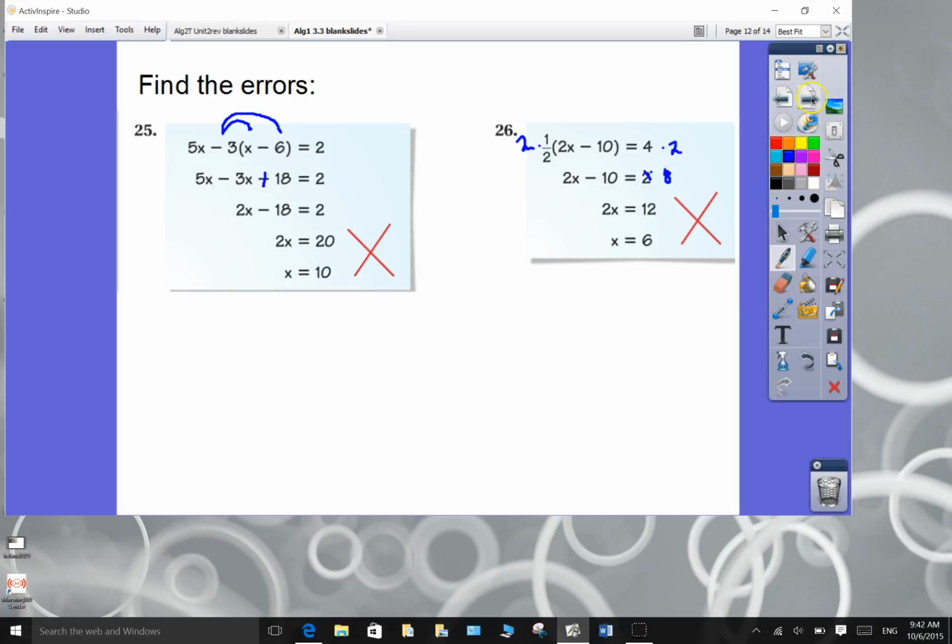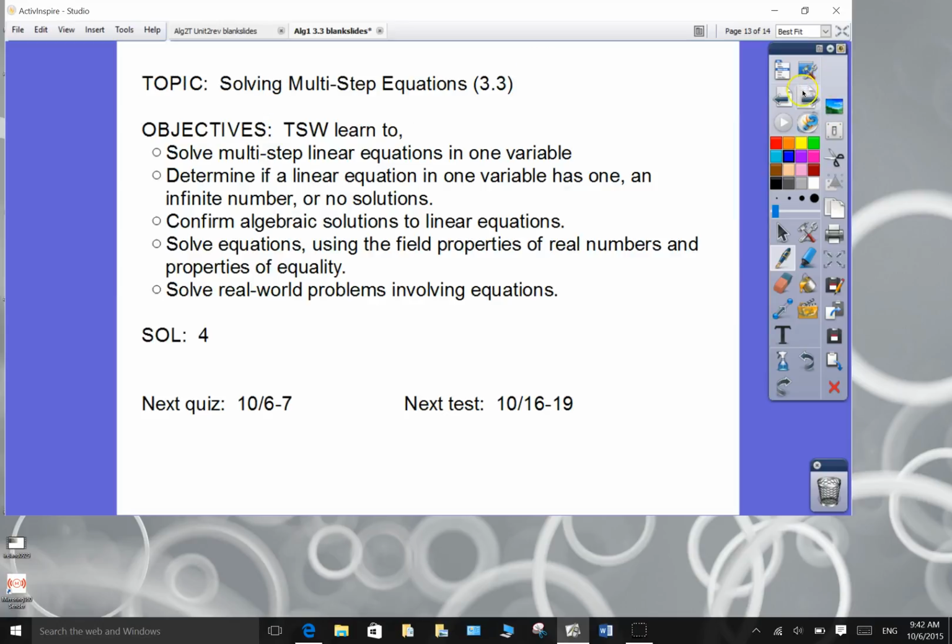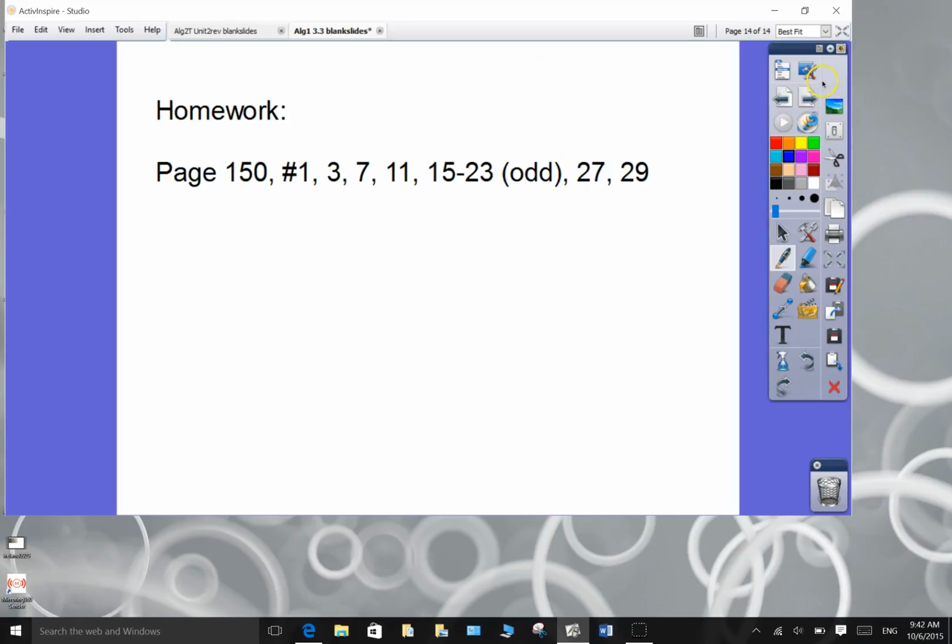All right, so that was it. And that was the whole lesson. The homework is here. And not much else to say. Next time we will do solving equations with variables on both sides.